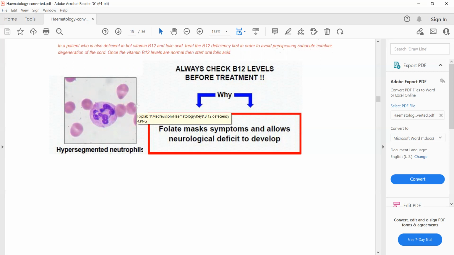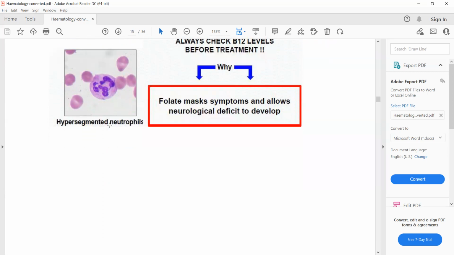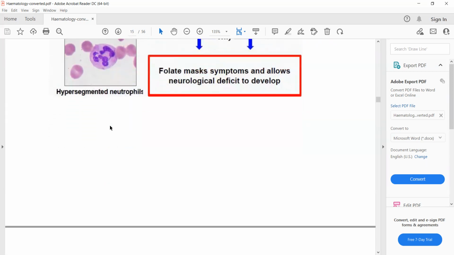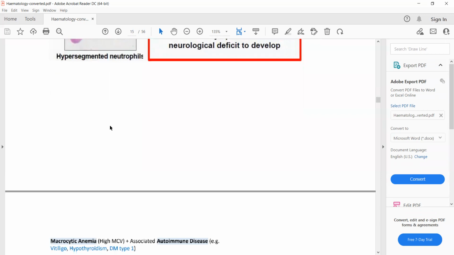Can you see these blue segments that are present in this cell, that is the neutrophil? There are almost 8. So this is a hypersegmented neutrophil that is usually seen in folic acid and B12 deficiency on peripheral smear.